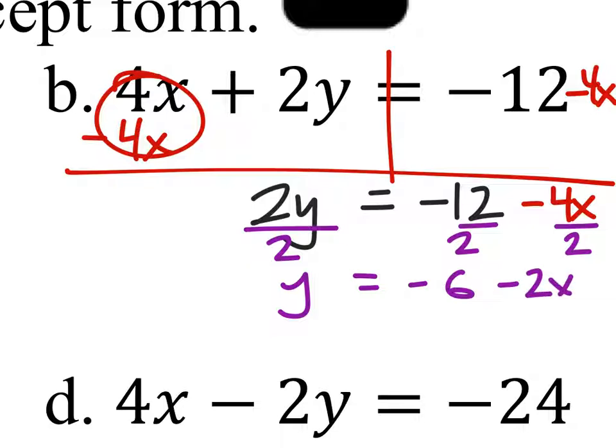And then we just need to switch these. So I'm going to take that negative 2x and put it in front. And then I've got that negative 6 as well. This is equal to y.